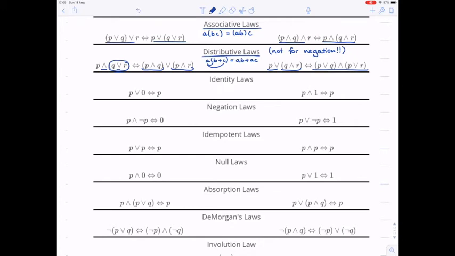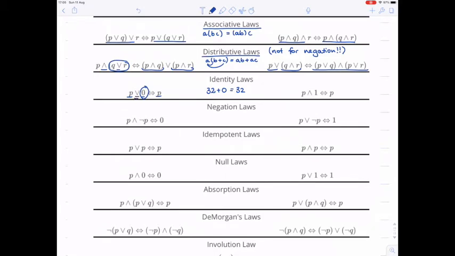A couple of identity laws. Well, if you've got P or 0, so P or false, then that's exactly the same as just saying P. And in some ways, this is a little bit like saying 32 plus 0 is just equal to 32. So 0, or false in this case, acts like 0 in addition.